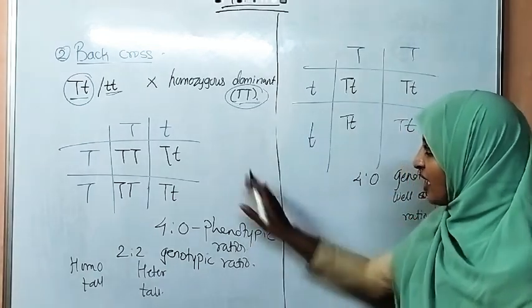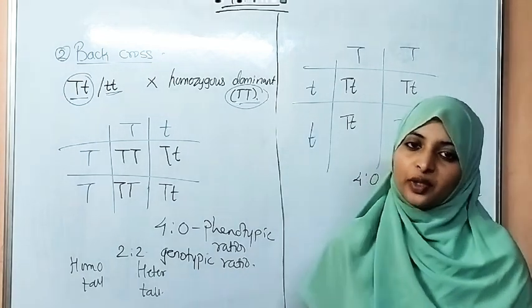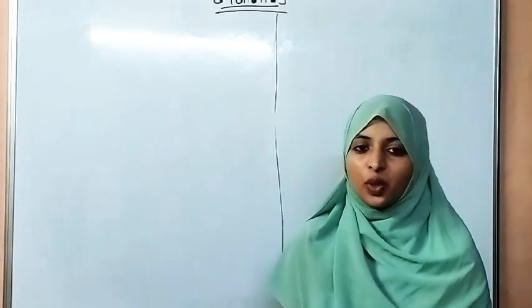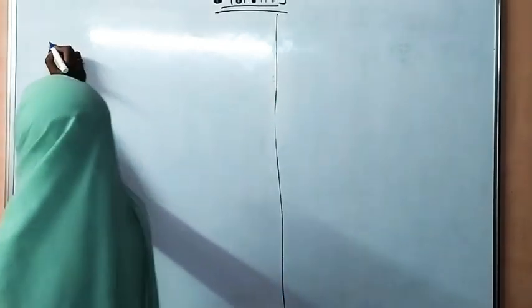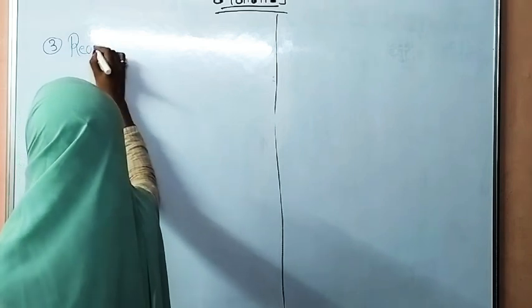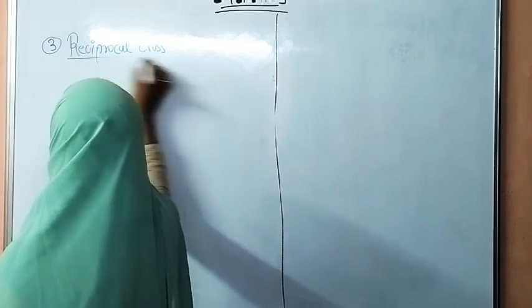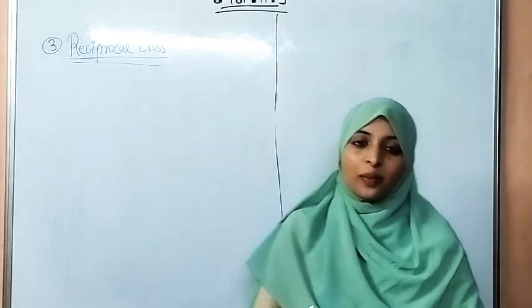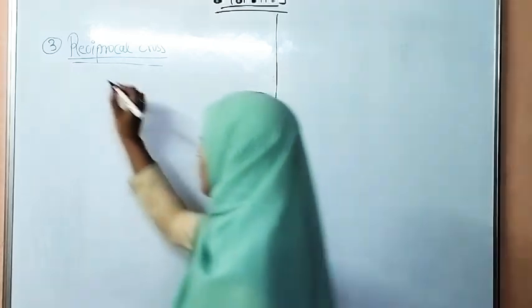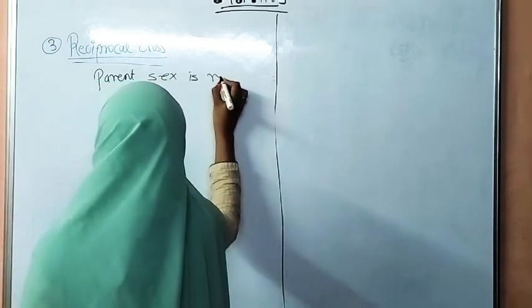So in this manner we have discussed the back cross, and in our last video we discussed the monohybrid test cross and dihybrid test cross. Now we are going to discuss the reciprocal cross. The third type is the reciprocal cross. Now, what is a reciprocal cross? The meaning of reciprocal cross is that the parent sex is reversed.